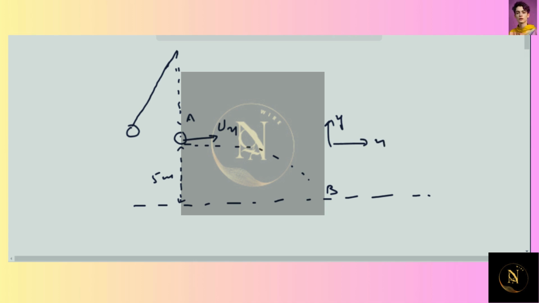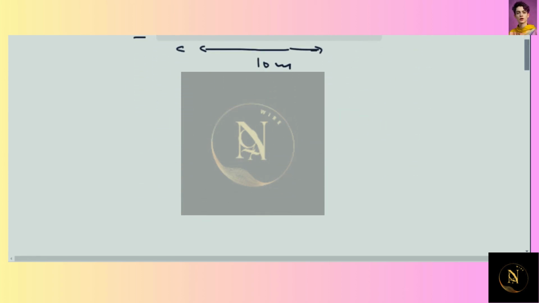And let's say this point is point C. So the distance between point B and C is 10 meter. So this distance is equal to 10 meter. Right, so we are going to analyze motion from A to B along the horizontal.